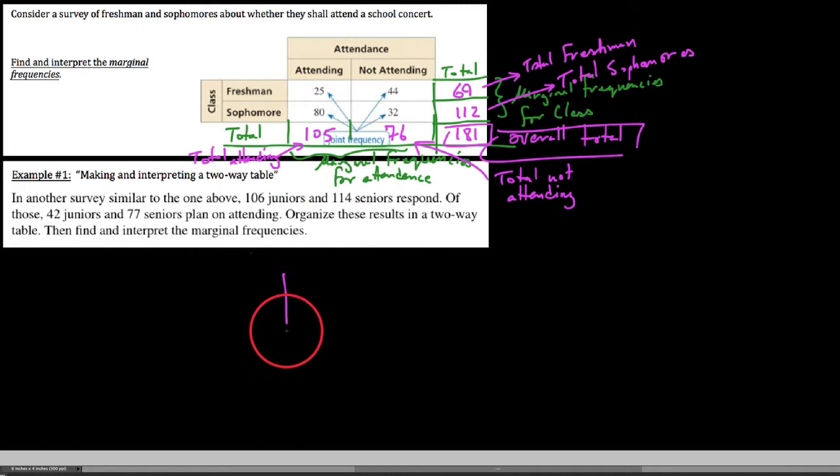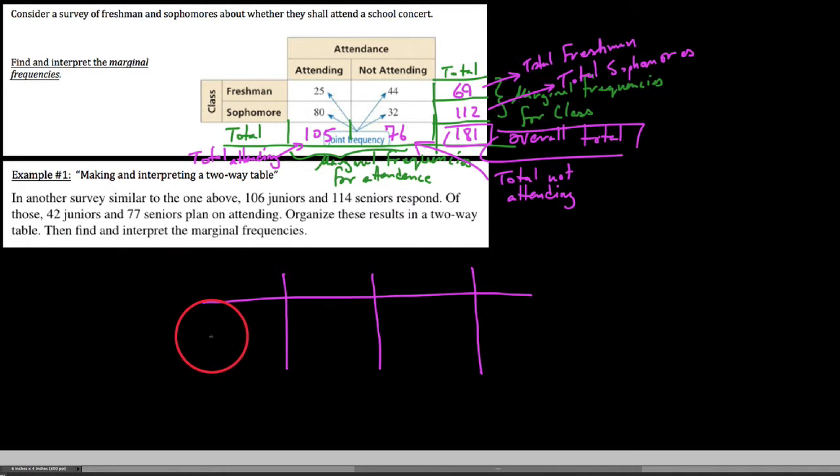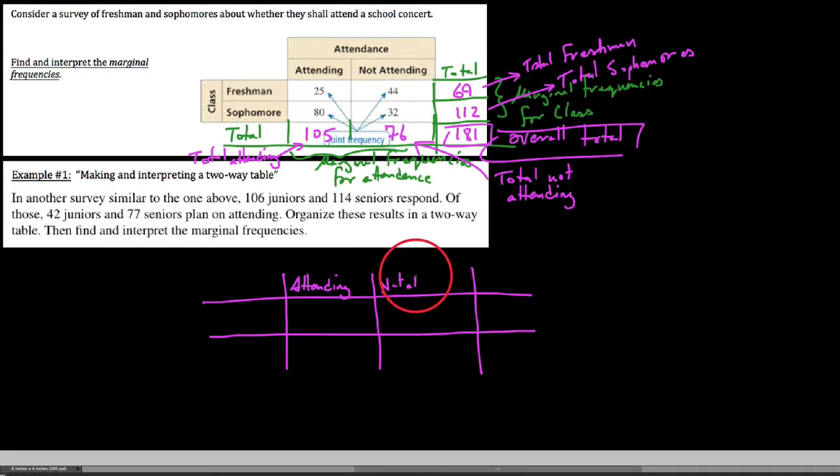And so we're going to make our two-way table here, which means we're going to need two columns. So I'm going to go ahead and make my columns. We're also going to want two rows. And so let's go ahead and set this up here. I suppose we would have attending, and not attending. Also, we would have a total. Let's go ahead and switch colors on this one, total here. And then over here we would have juniors and seniors.